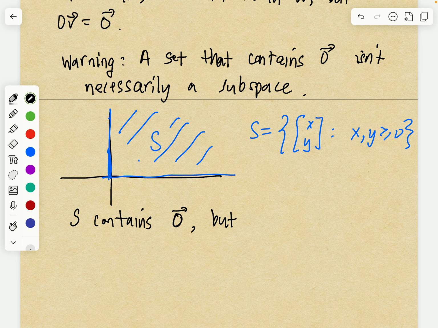But now, is this set closed under vector addition? What do you think? The answer is yes. If you have two vectors, v1 and v2, and the components of those vectors are all greater than or equal to 0, then when you add them, the components will also be greater than or equal to 0. The kicker is that S is not closed under scalar multiplication.